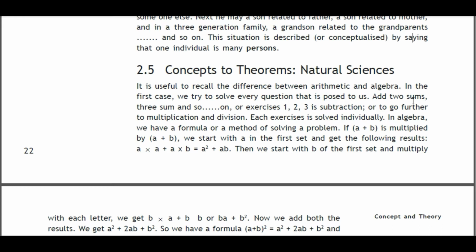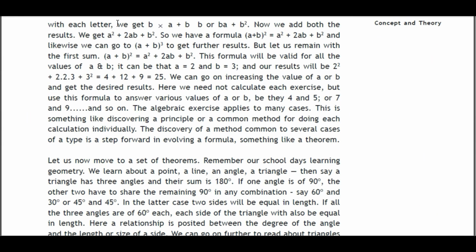If a plus b is multiplied by a plus b, we start with a in the first set and get the following result: a into a plus a into b is equal to a square plus ab. Then we start with b of the first set and multiply with each other. We get b into a plus b into b, or ba plus b square. Now we add both the results. We get a square plus 2ab plus b square. So we have a formula: a plus b whole square is equal to a square plus 2ab plus b square.